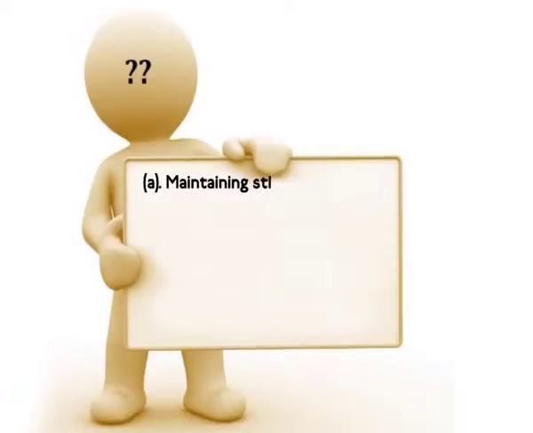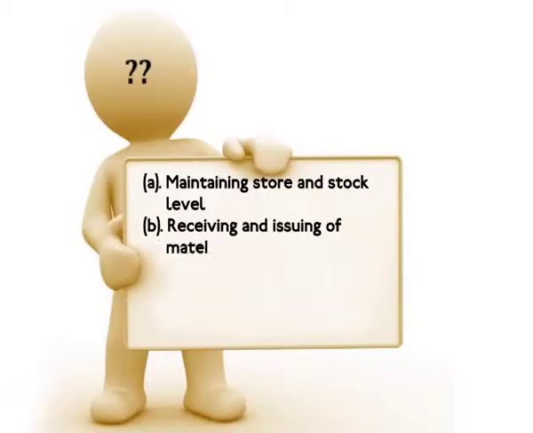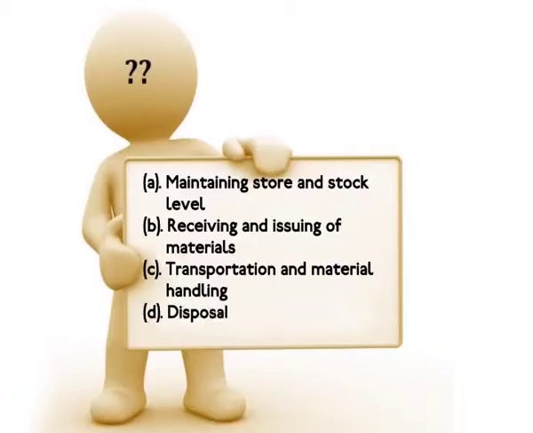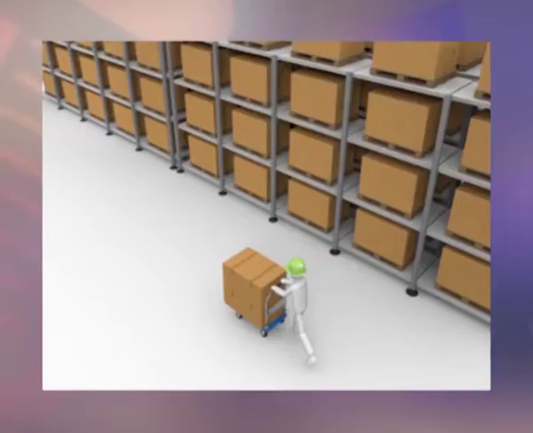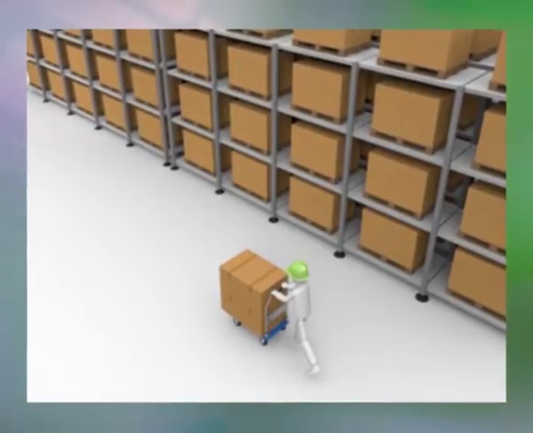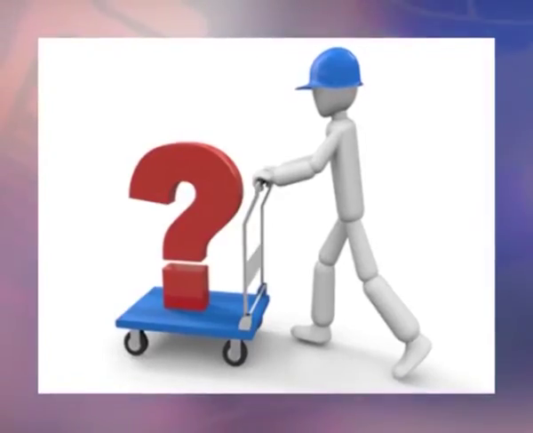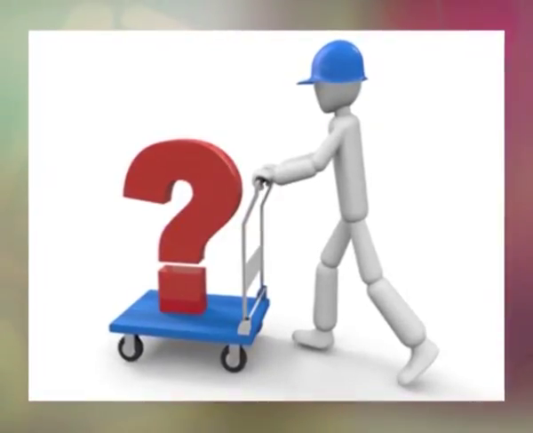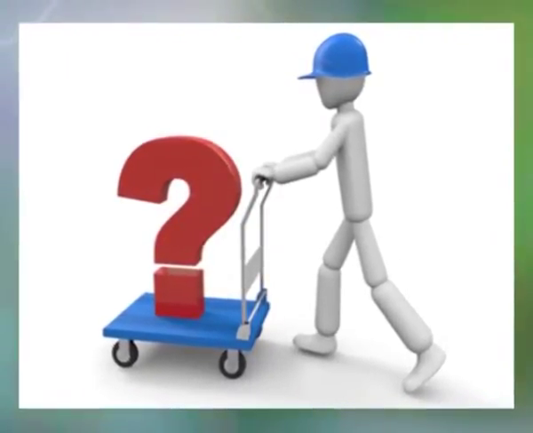Functions of material management. Following are the functions of material management, like maintaining store and stock level, receiving and issuing of materials, transportation and material handling, disposal of scrap and surplus material. Importance of material management. Continuity in the production process, continuous monitoring on the input cost, optimum uses of material and machinery, and the production of quality goods.